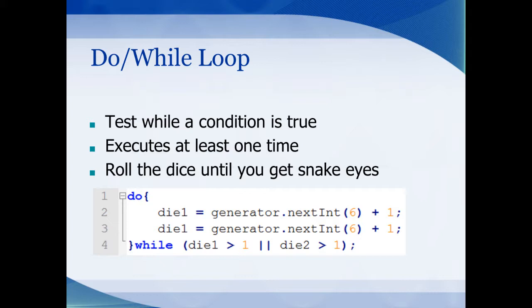So in this example, you have to roll the dice before you can test to see if you have snake eyes. So that's why a do-while loop is a good example for our little snake eyes test. If either of the variables for the dice are greater than 1, then you don't have snake eyes and the loop is going to continue to iterate until you do.